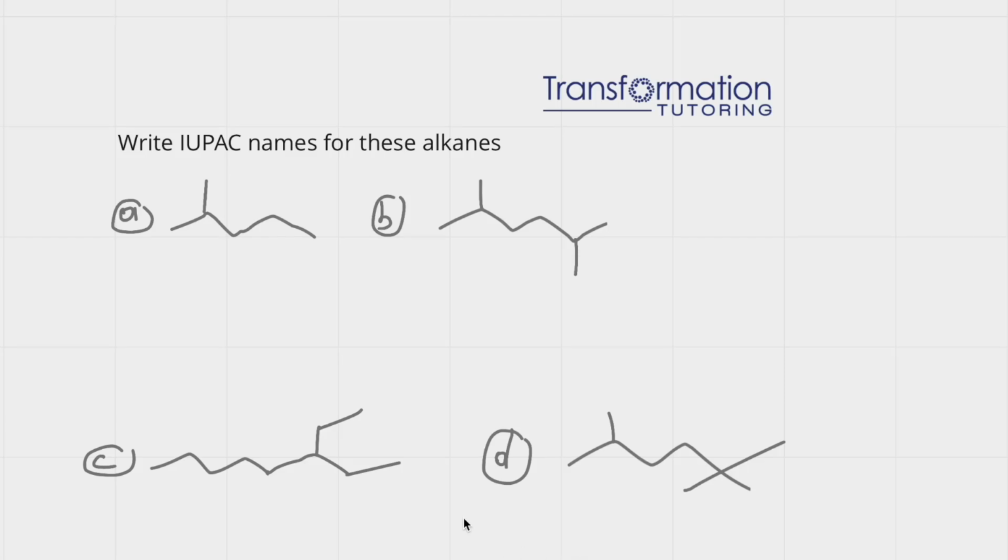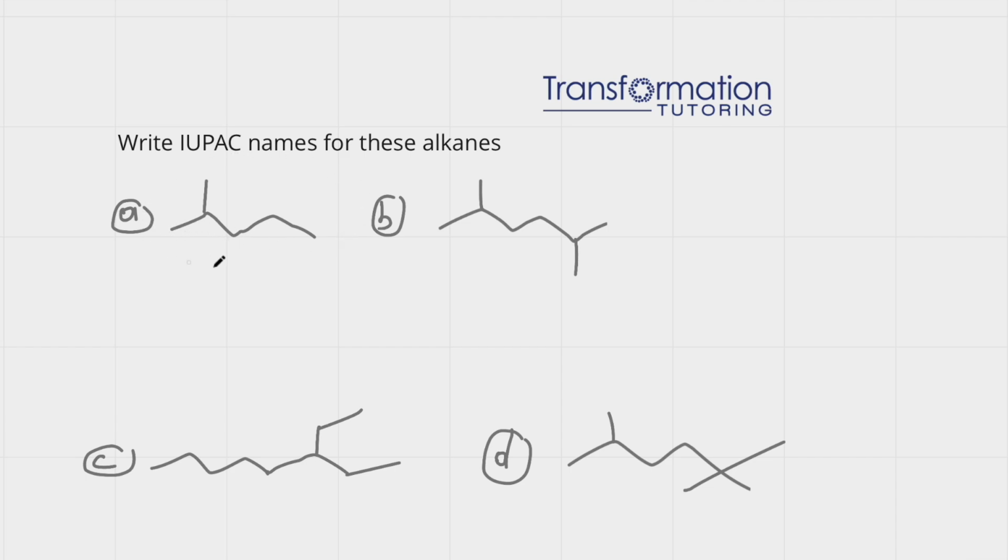Write the IUPAC names for these alkanes. First thing that we have to do in order to determine the name is to find the longest continuous carbon chain. It can be going horizontally, vertically. We just have to make sure that it is continuous.